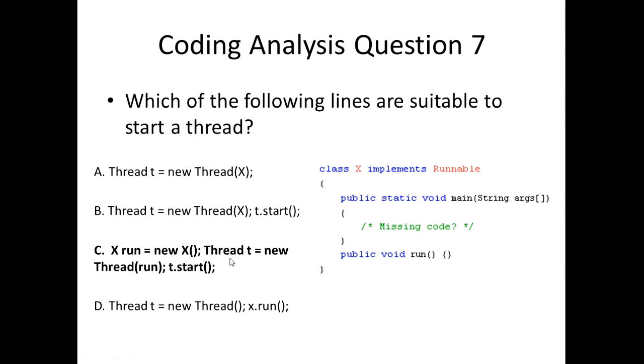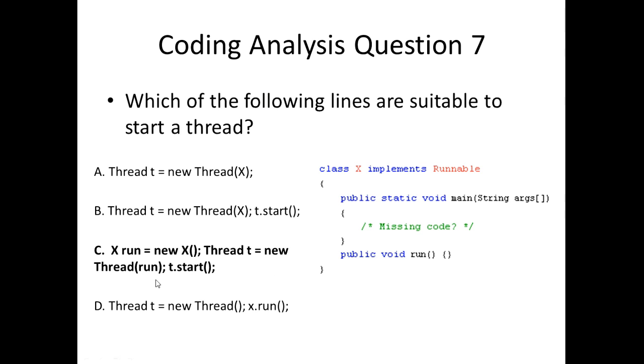X run equals new X, then create a new instance of a thread, Thread t equals new Thread(run), and then t.start(). So if you're trying to run a thread, the first thing you need to do is figure out which class either implements Runnable or extends the Thread class and create a new instance of it. So X run equals new X, and then after that, you want to create a new instance of Thread.